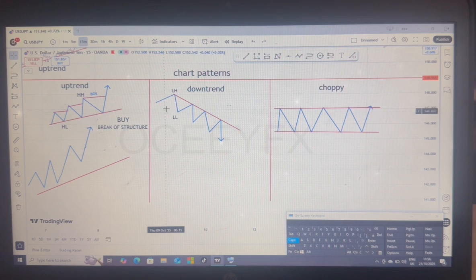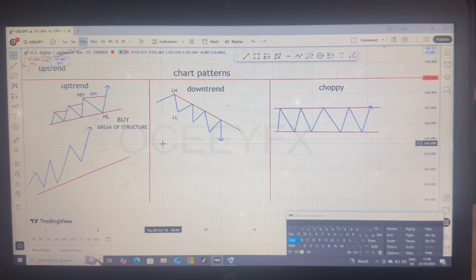Okay, so as you can see, this is a lower high, this is a lower low, this is also a lower high, this is also a lower low. Compared to the uptrend, where you can see a higher high and a higher low. Let me shift this here so it doesn't get confusing. A higher high and a higher low. So this is just inverse. The downtrend is the inverse of the uptrend.